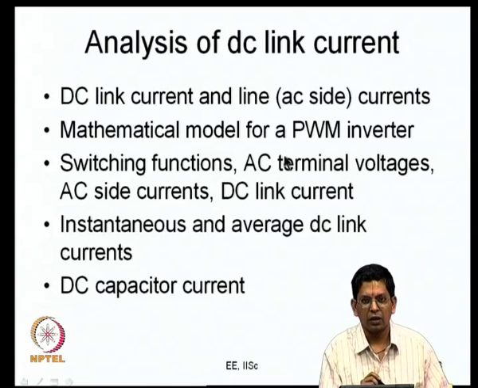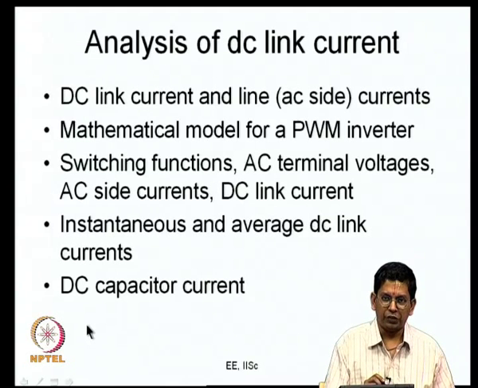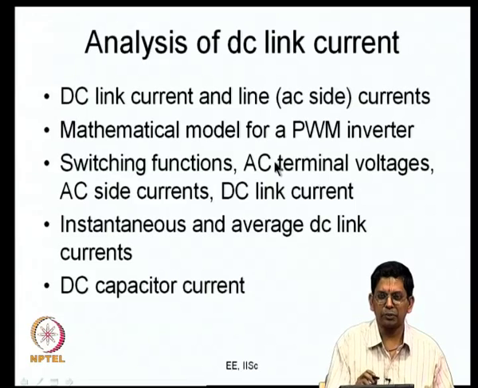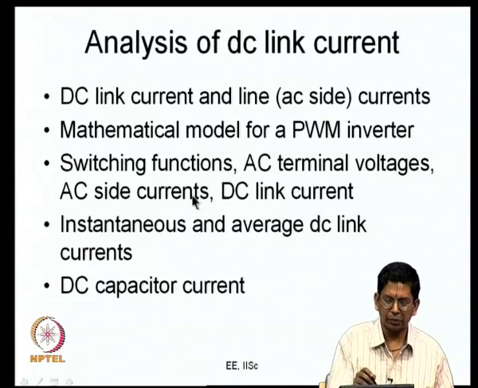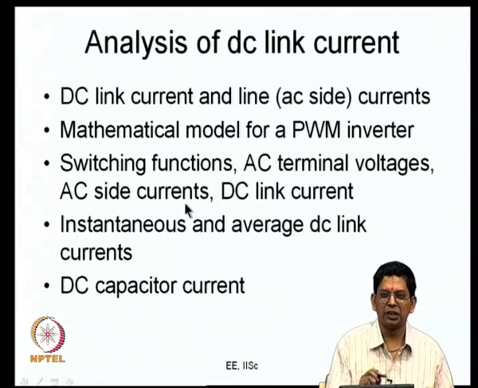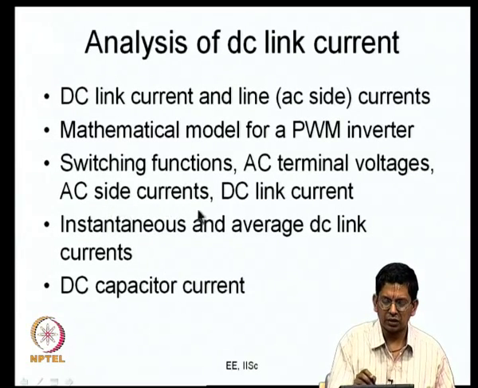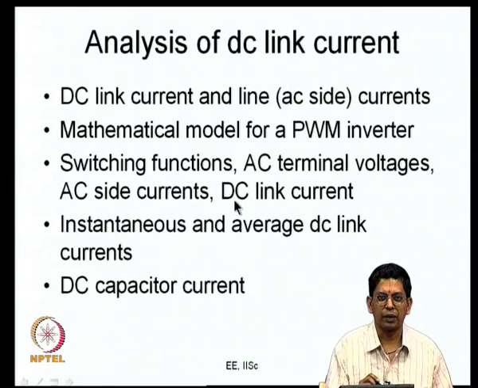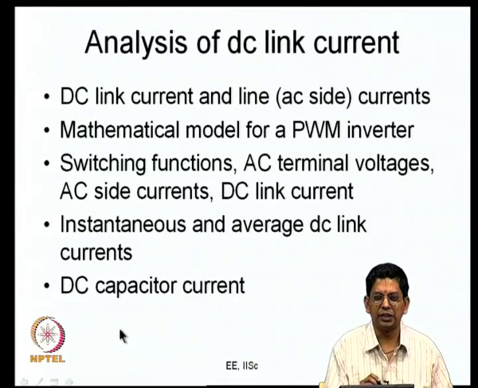We will define switching functions for the 3 phases, relate the DC voltage, the switching functions and the AC terminal voltages, and then look at the relationship between AC terminal voltage and AC side currents. Essentially these are related in terms of the load. Then, with the AC side currents and the switching functions, we will see how to derive the DC link current, and we will look at both the instantaneous and the average values of DC link current.